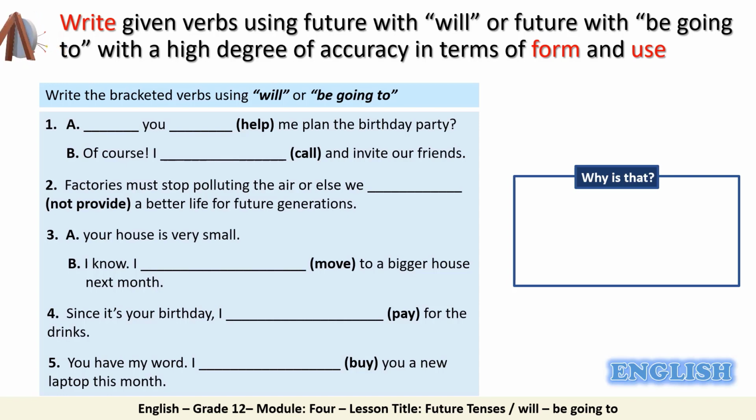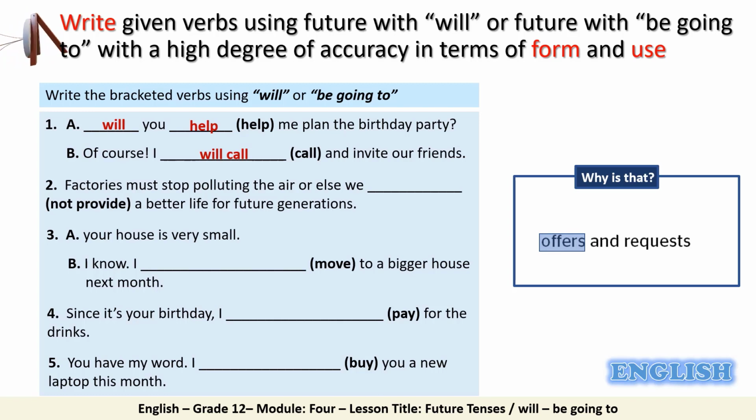Can you tell me what you have used for the first space? Excellent. Will help. Can you tell me why? Very good, because it's a request. Then the second space you have written, exactly, will call. Why do you think we should use future with will here? Very good, because it's an offer.